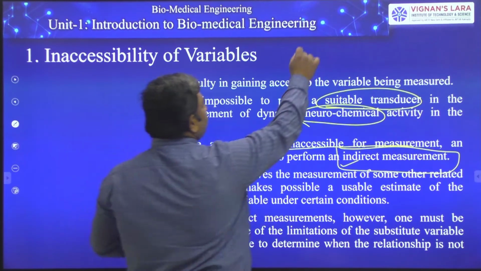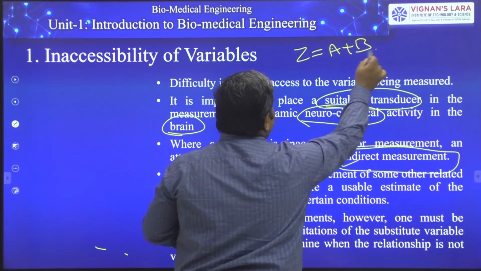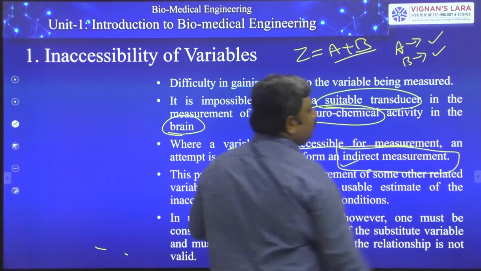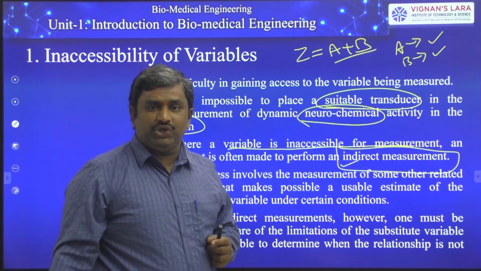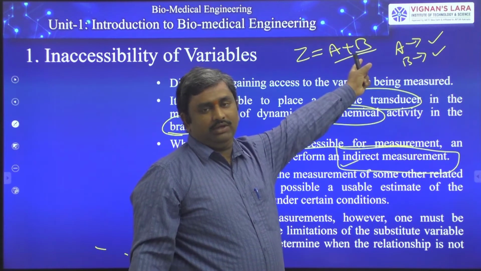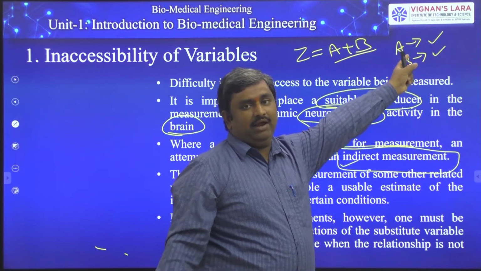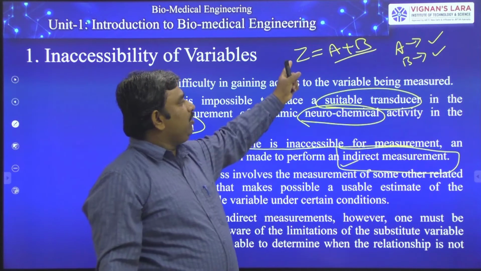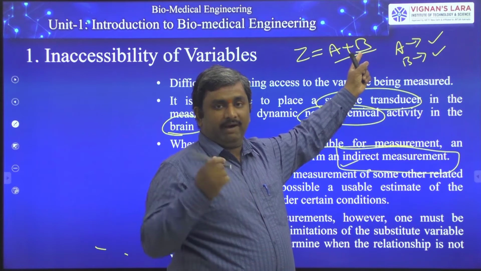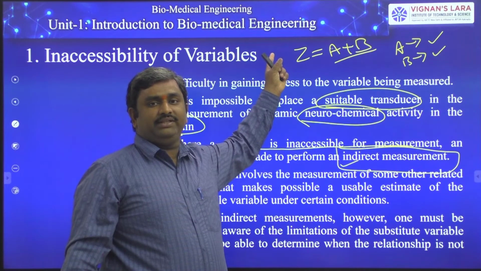For example, here I want to know the Z value, but Z is equal to A plus B. I have the values of A, I have the values of B. A values I know and B values I know, but I have to measure Z. Then Z is equal to A plus B. So we first find the A value, then find the B value. From that A and B value, you identify the Z value, where Z is our required variable. But A and B are not required. A and B combined help to find the Z value.